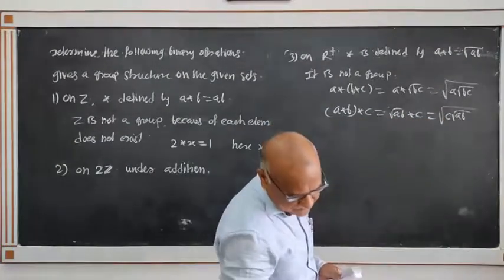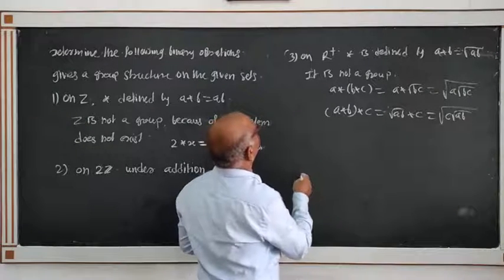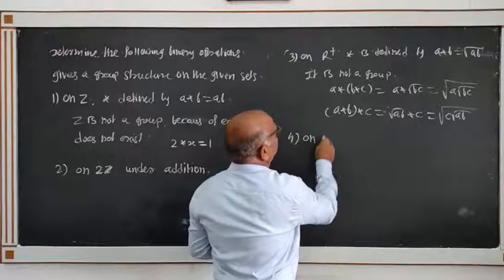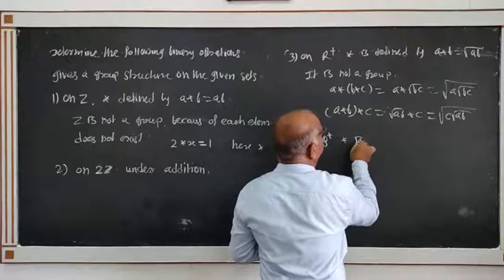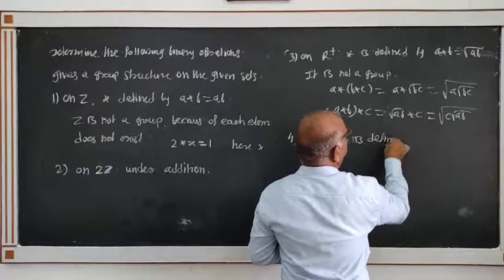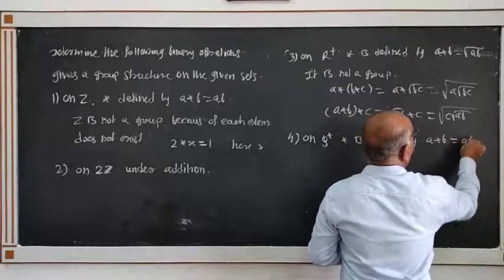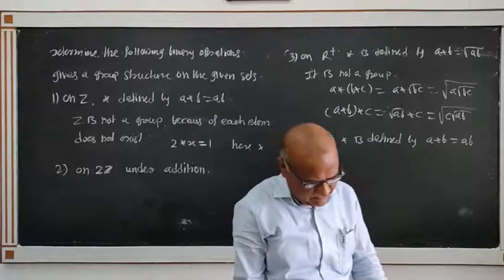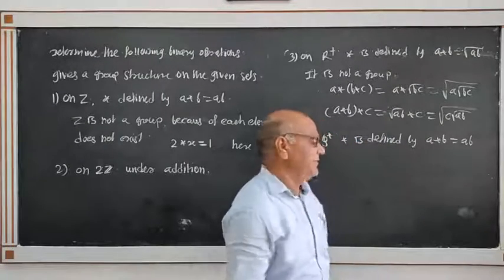Now, if we take fourth, on Q star, we know star is defined by a * b is equal to ab. Clearly it is a group.